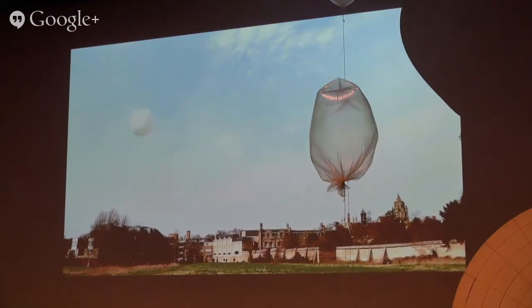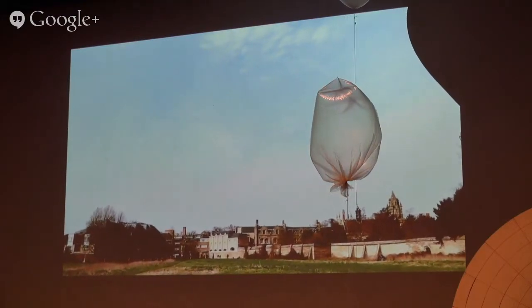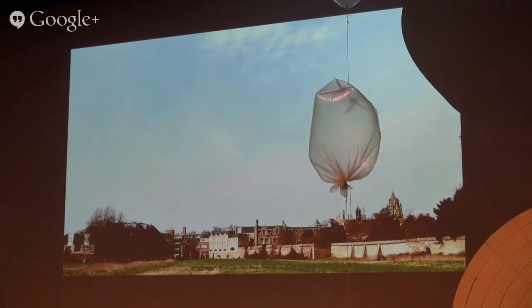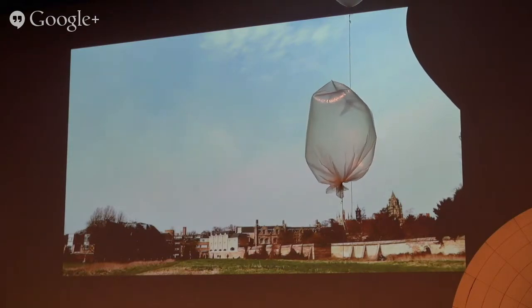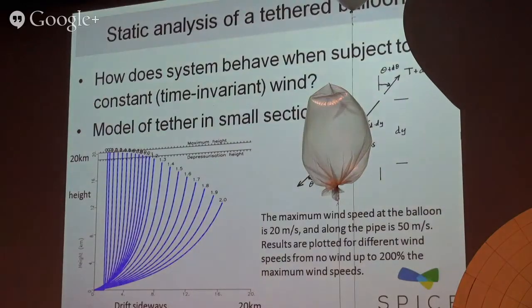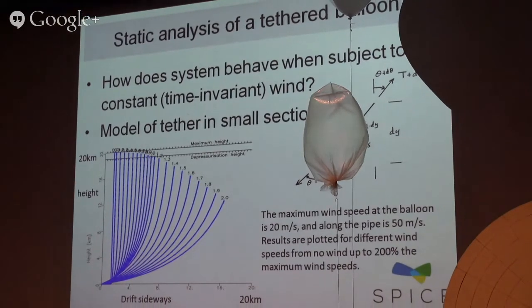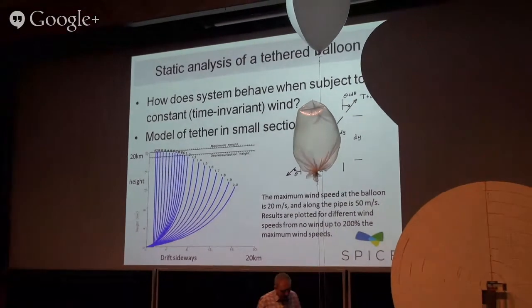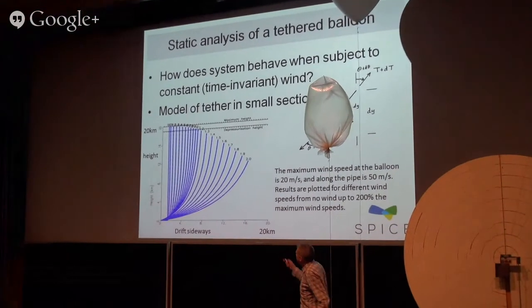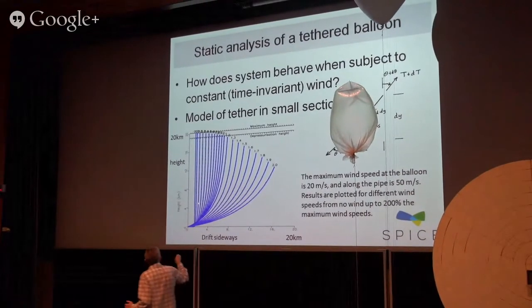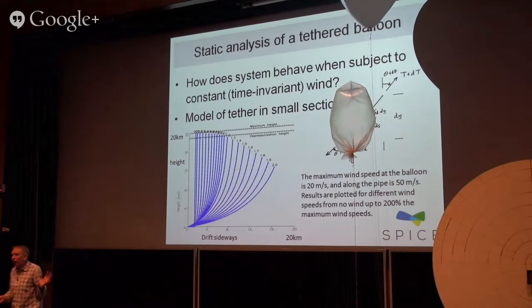Well, that would be probably at 20 kilometers actually. But anyway, that's the kind of thing we need to do. So we've got models. And the idea is that finite element models are cool, and you piece together things, and we look at, as the wind increases, how will this tether fall over?